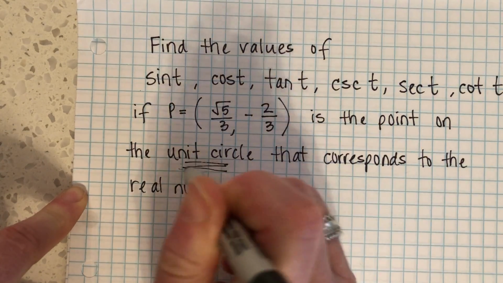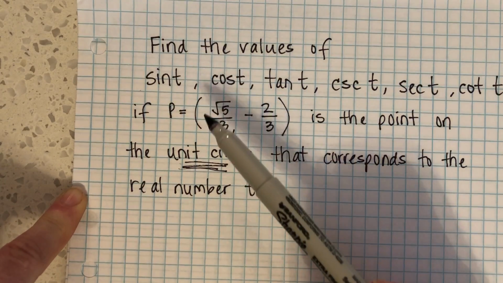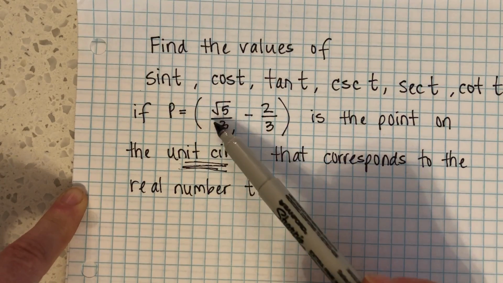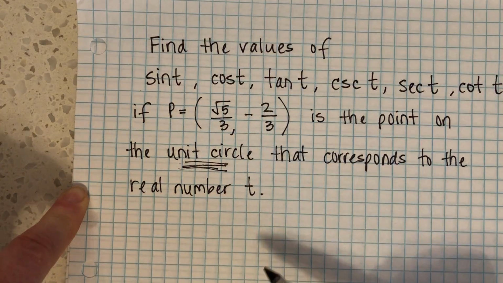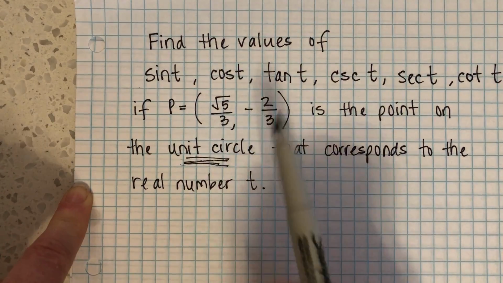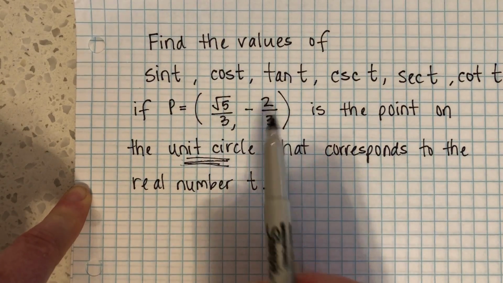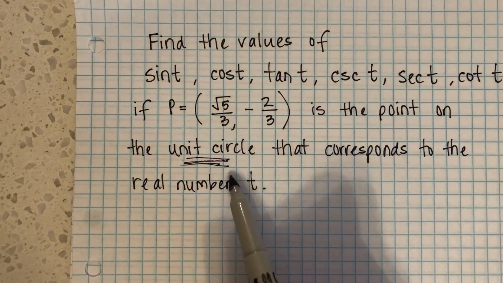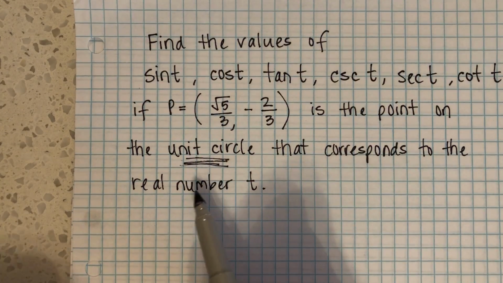The minute they mention the unit circle, you automatically know if it's a point on it, then the x-coordinate is the cosine of the angle. The y-coordinate is the sine of this angle. You shouldn't even have to draw a picture. You should automatically know that these x's and y's represent a cosine and a sine. All right, it is the point on the unit circle that corresponds to the real number t. And again, the real number t is an angle. They're measuring it in radians, so they can call it a real number.